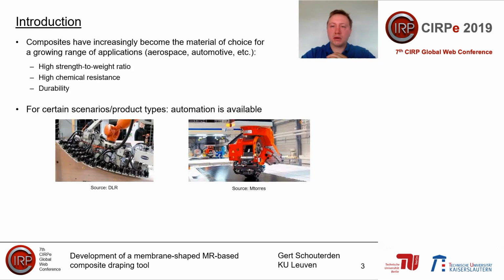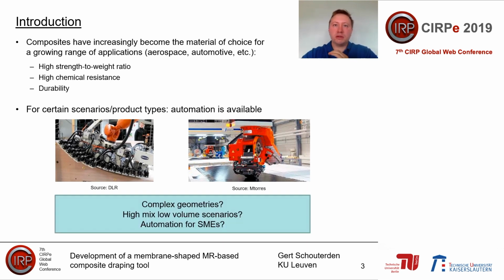Composites have become more often the material of choice for a large range of applications. This can be mainly attributed to their high strength-to-weight ratio, their good chemical resistance, and other good characteristics. For some production scenarios or products, automation is available. However, these are often very expensive purpose-built machines that are not able to cope with really complex geometries.